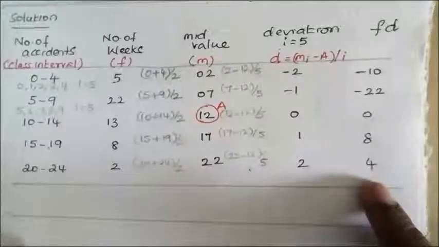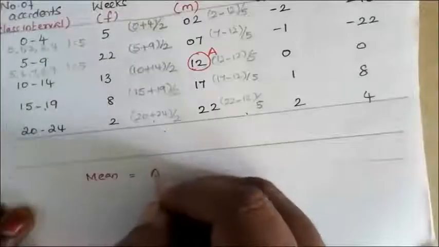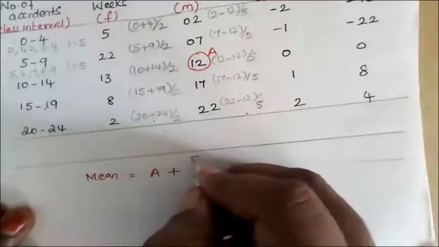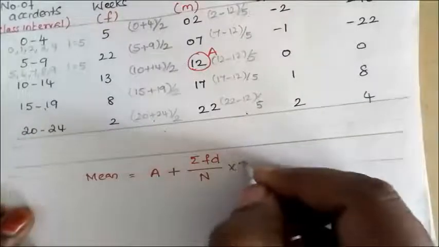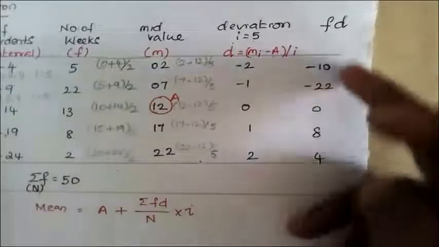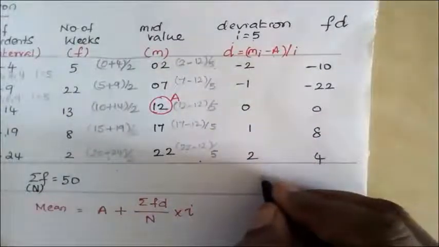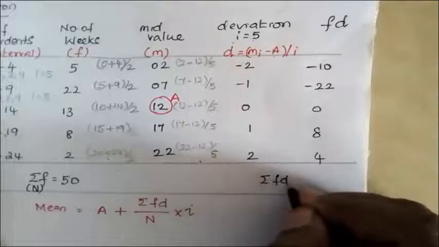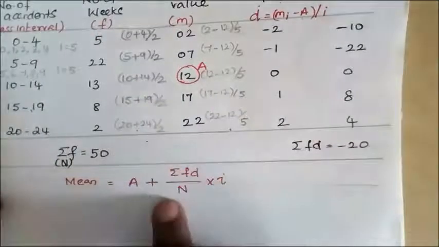Likewise, the remaining values also you have to multiply. Now we need to substitute the values in the formula. Mean equal to assumed mean A plus summation of FD divided by N into I. N is the sum of frequencies. You have to add all these frequencies. Summation of FD is in the last column. Add up all these values to get summation of FD. It is minus 20. Now you have got all the values needed to substitute in the formula.